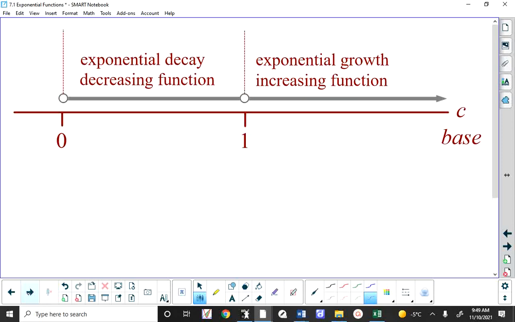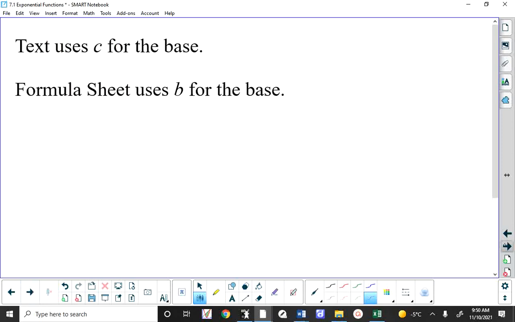Does anybody have any questions about this diagram or anything we've covered so far? All right, I think we just have a couple of examples.